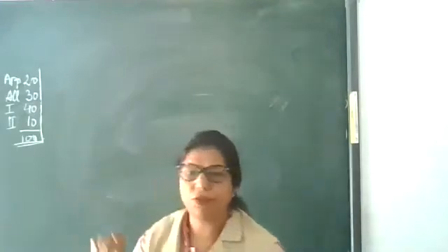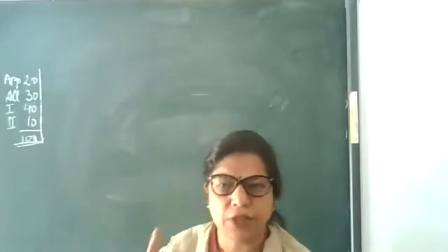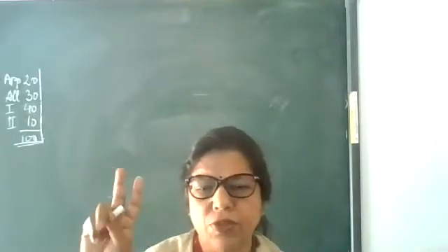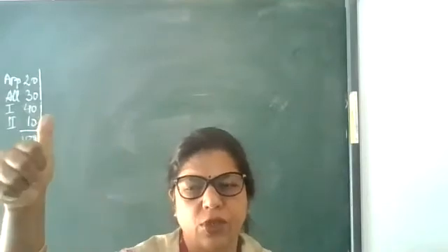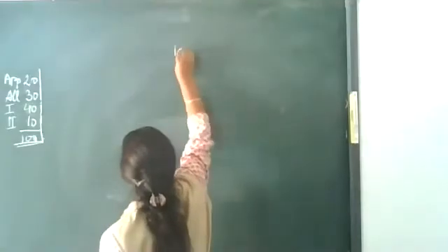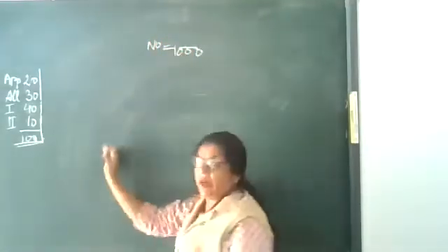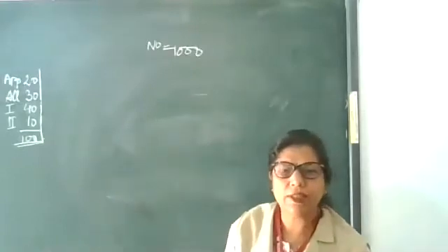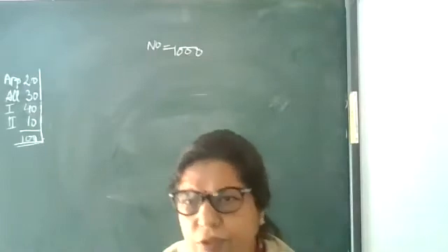Look here, have you noted down the question? The total value of share is 100 rupees, application 20, allotment 30, first call 40 and second call 10. Total 100 rupees. And the number of shares is 1000. Now how to complete it, I will tell you.